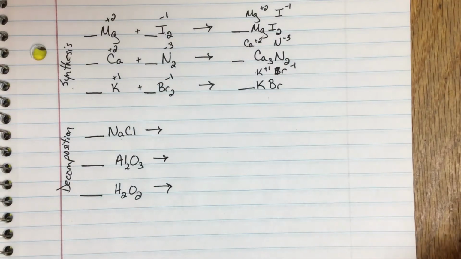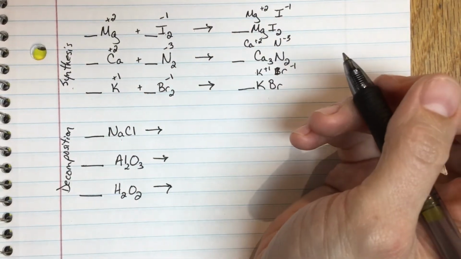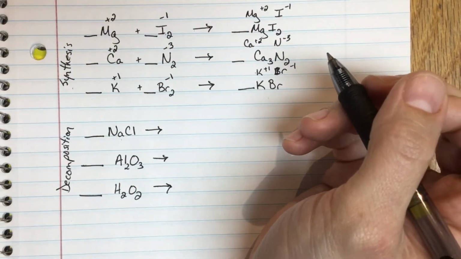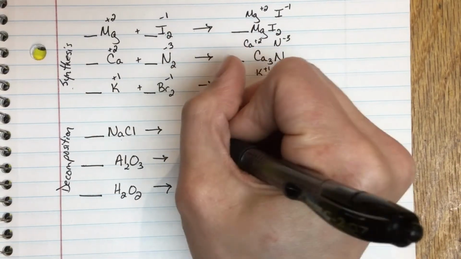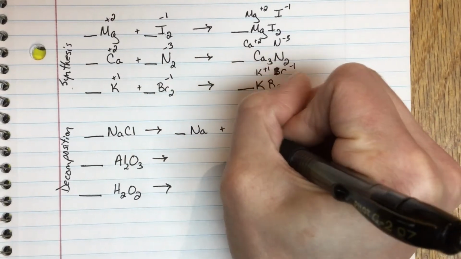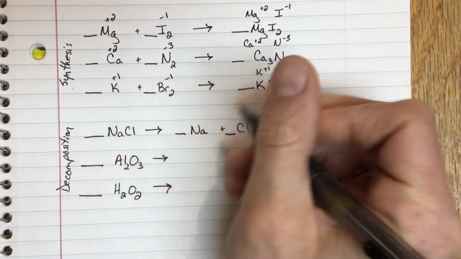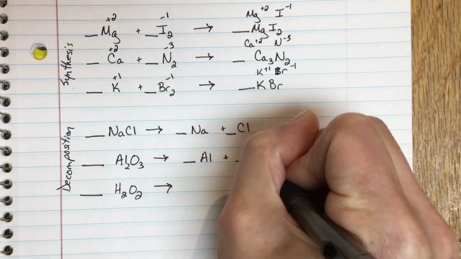So for this one, there's no crisscrossing, it's actually breaking these in half, but we need to break them into their two separate elements. So we have sodium chloride, which you're going to have sodium, and you're going to have chlorine. For this one, we have aluminum oxide, we have aluminum, we have oxygen.